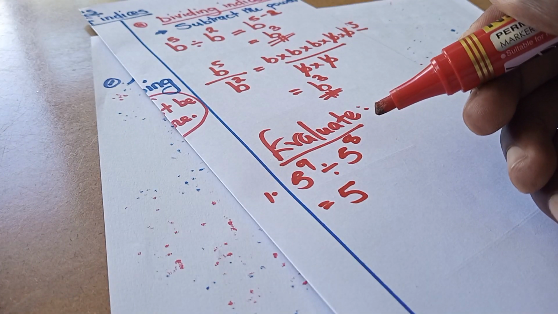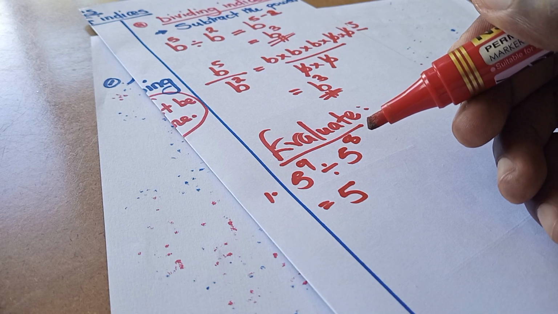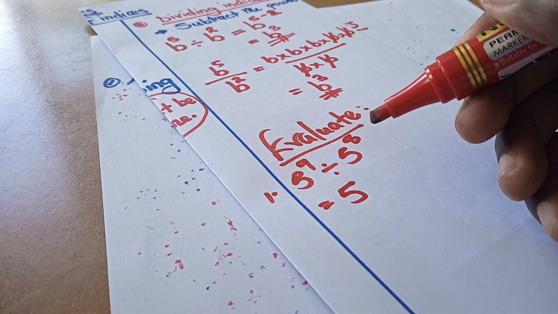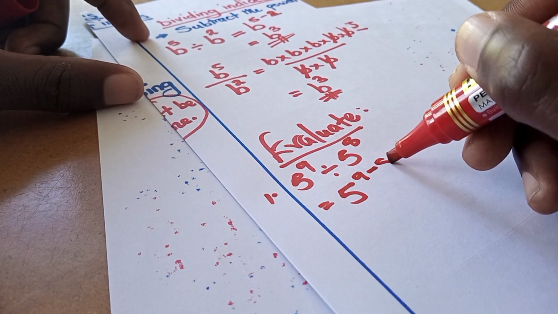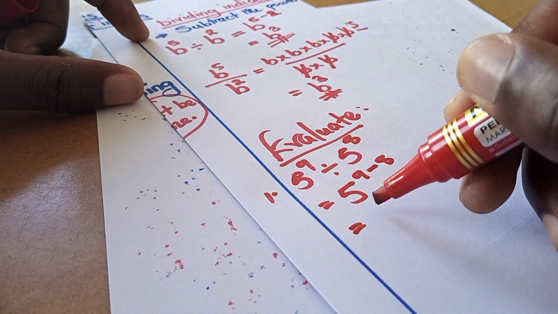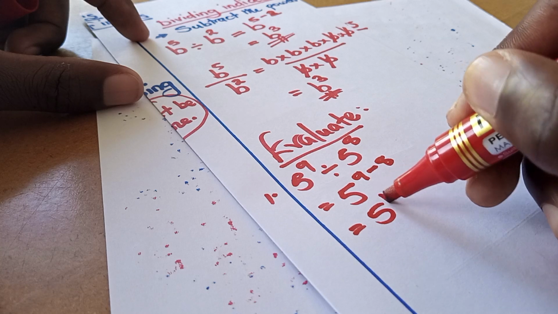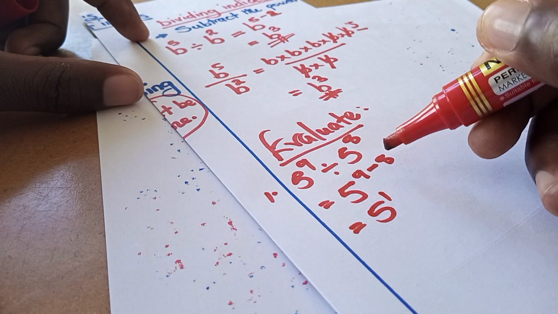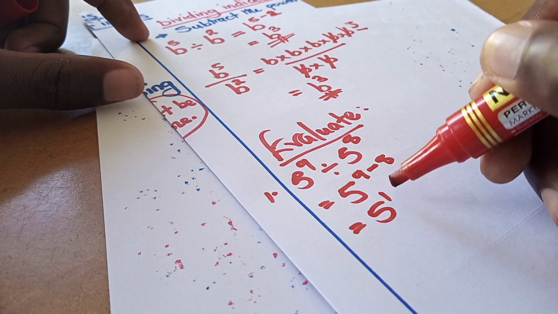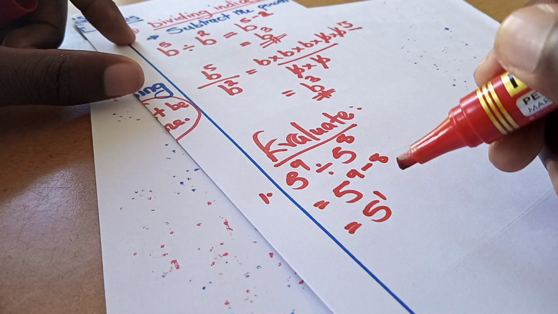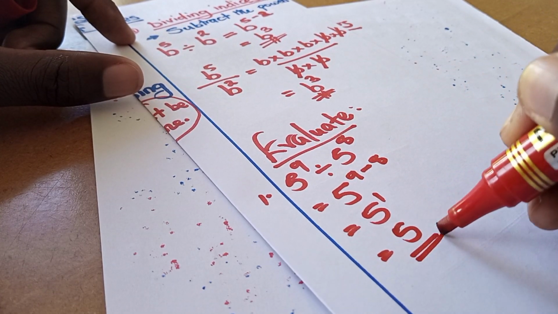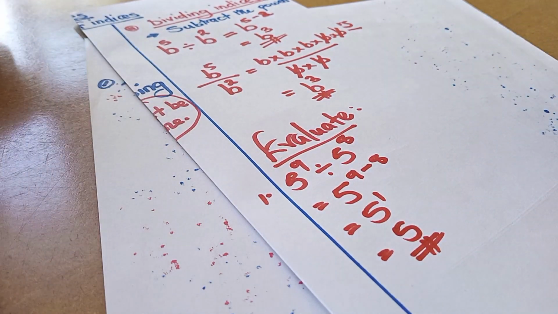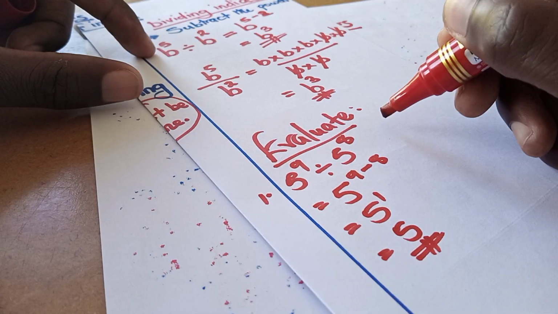Mind you, remember that the base should be the same. The base should always be the same. So this will be 9 minus 8, and this will be equal to 5 to the power of 1, because from 9 you take away 8, you remain with 1. A number raised to the power of 1 is just the same as writing the number itself, 5. Like that. Division of indices.